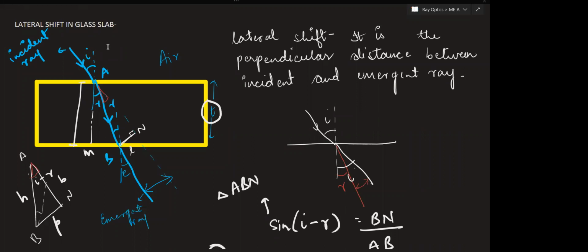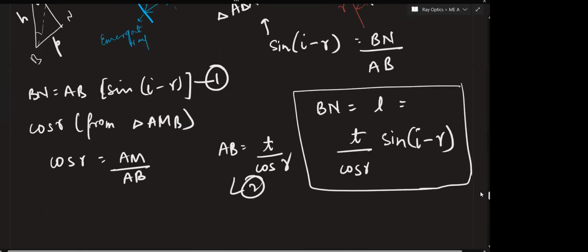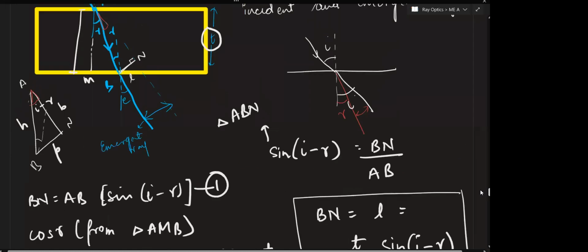Ma'am, I got disconnected. What was the final formula again? The final formula is T by cos r into sin(i minus r). If you use both the equations, from the second, you just put the value of AB from triangle AMB and get the value of the lateral shift, that is BN, from triangle ANB.